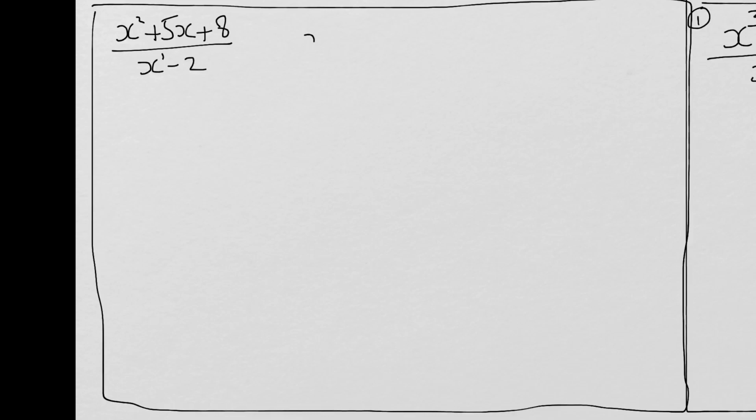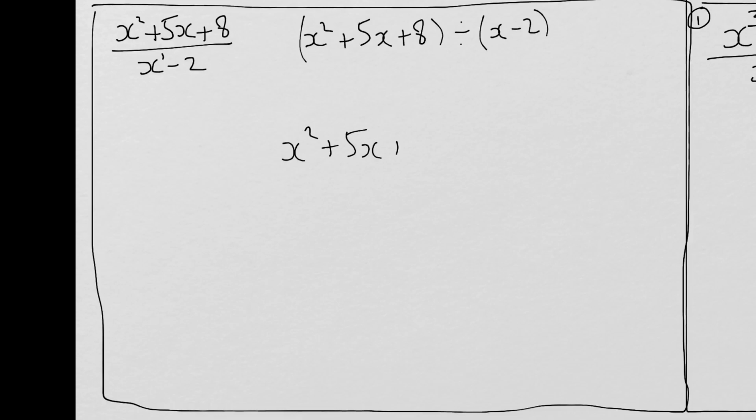So if you prefer, you can consider it in this way. And I've just done a recap video of this in case you wanted a quick reminder, and just kind of go through this in a little bit more detail. So I'll just set it out very quickly. So x squared plus 5x plus 8 would go inside the bus stop, and x minus 2 is what we're going to be dividing through by.